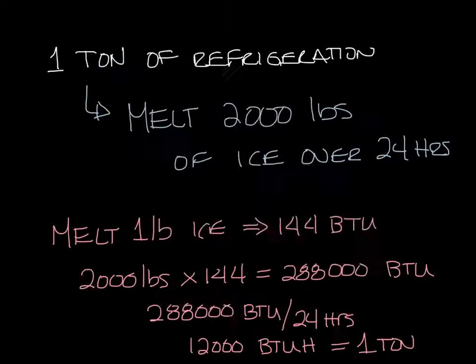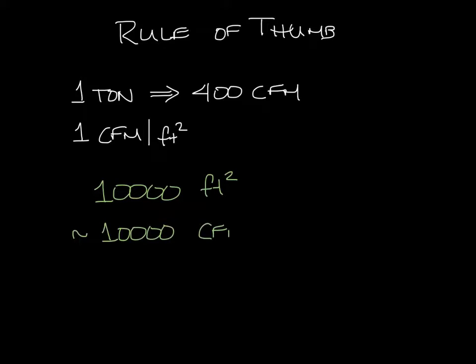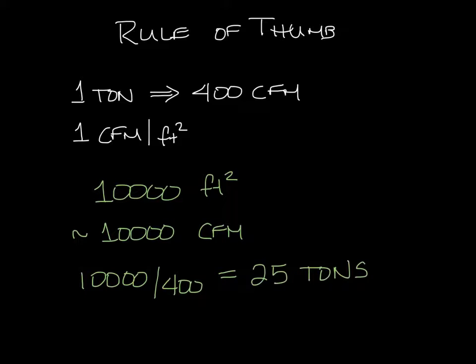So let me move this out of the way now, and let's cover a couple handy rules of thumb. First of all, you'll want about 1 ton for every 400 CFM. And in a typical office, you'll have about 1 CFM per square foot. So say you have a space that's 10,000 square feet. You know that'll be about 10,000 CFM. And if you divide that by 400 CFM per ton, you get 25 tons of refrigeration for this space. It's a handy rule of thumb.